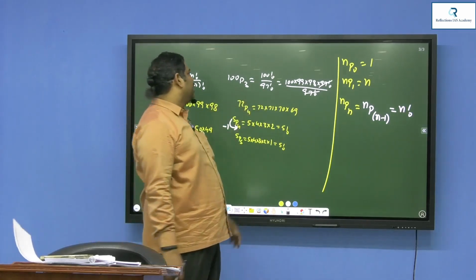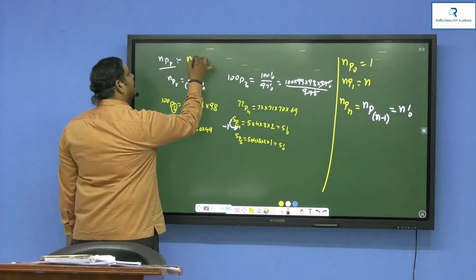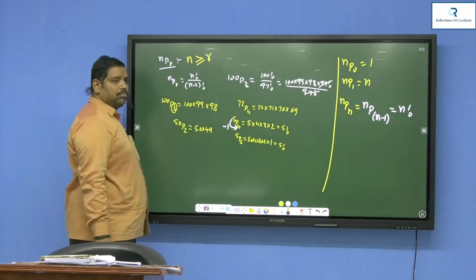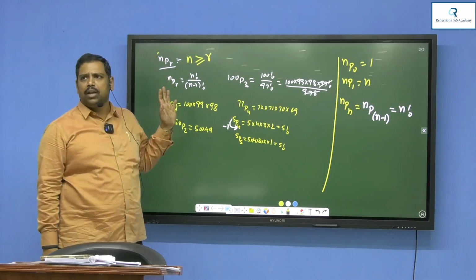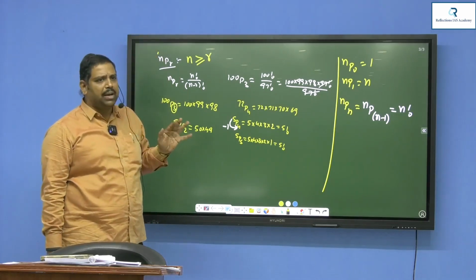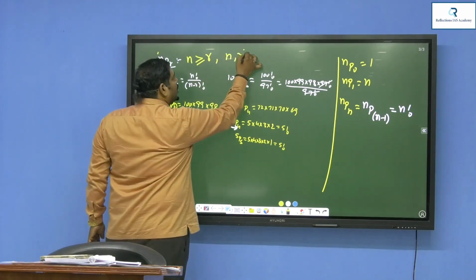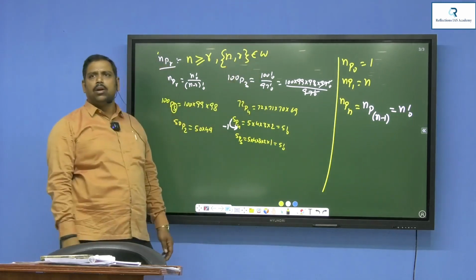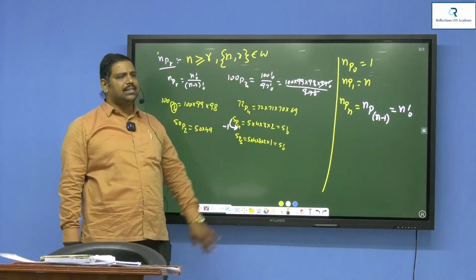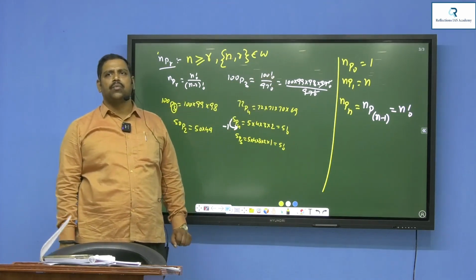Anywhere, if you are writing NPR, the common condition is that N should be either greater than or equal to R. It should never be smaller. Next point, both N and R belong to whole numbers. Both should be whole numbers. No decimals, no negative numbers. These are the conditions of NPR. Am I clear?